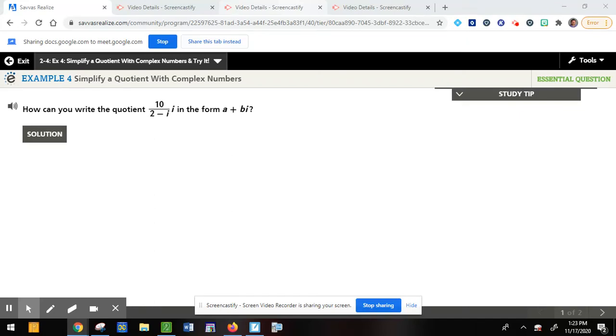We just looked at multiplication, and prior to that, addition and subtraction. So what's left? We're going to talk about dividing, right? So let's take a look at this one. Again, same idea. You're trying to get into that a plus bi form.